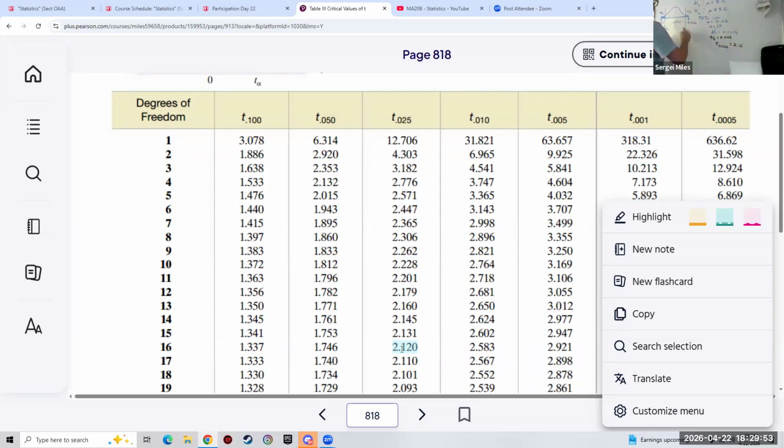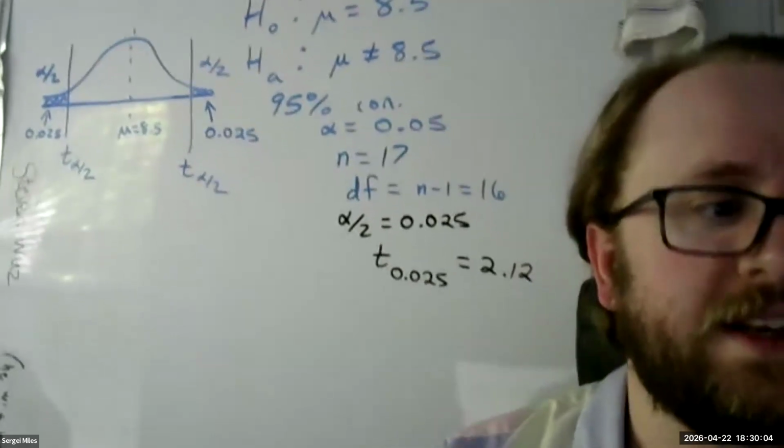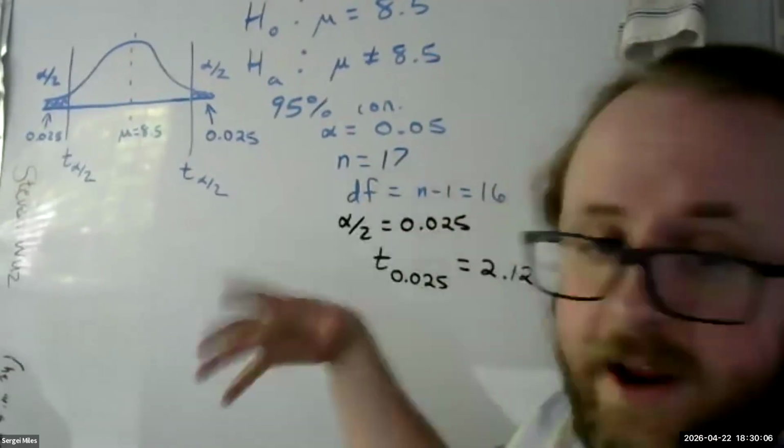2.12, all right? This is then our rejection region. This is the boundary, just like the z alpha when we were doing the z-test, all right? This is telling me how far away my t needs to be in order to reject the null hypothesis.